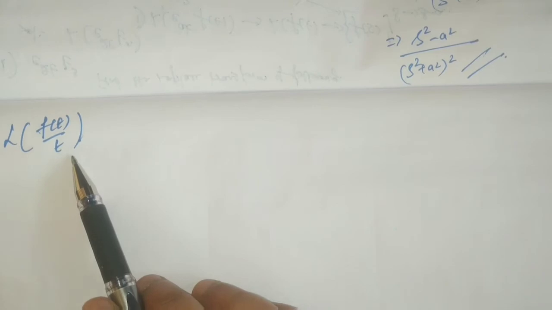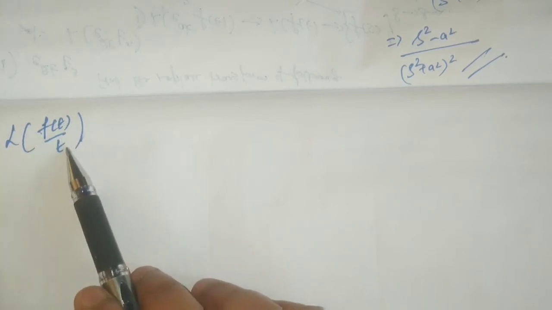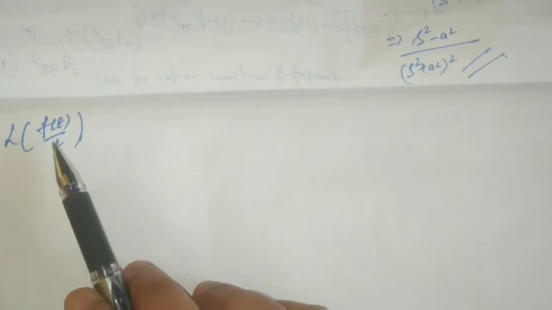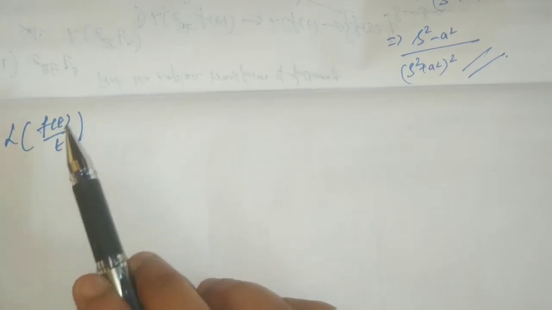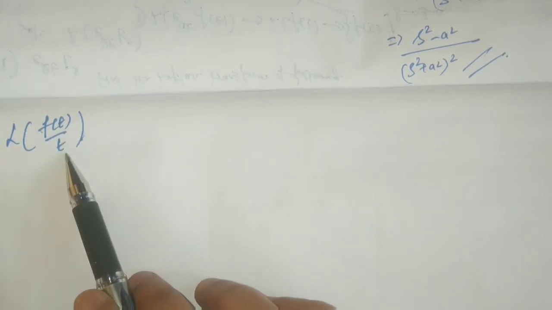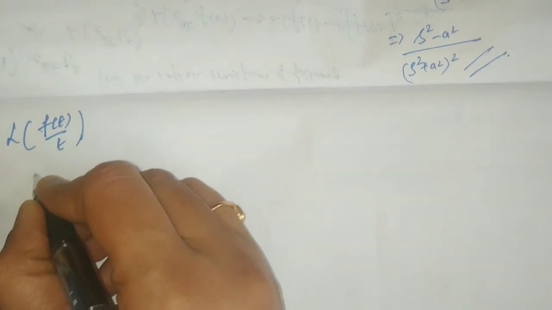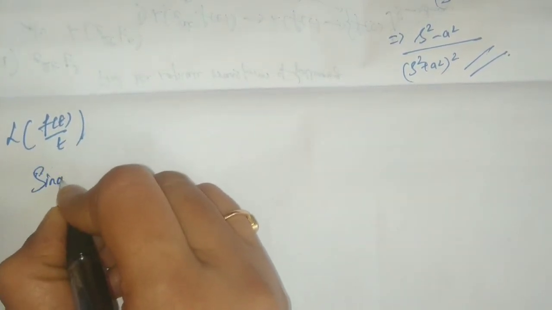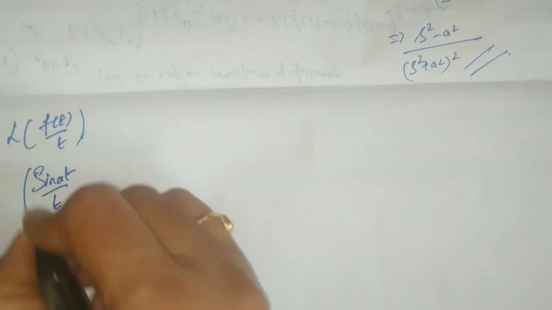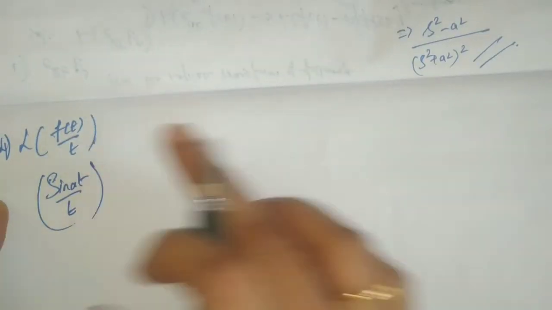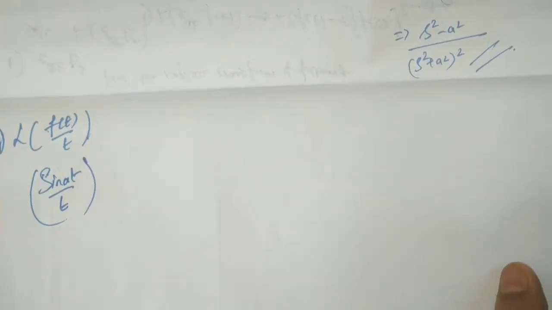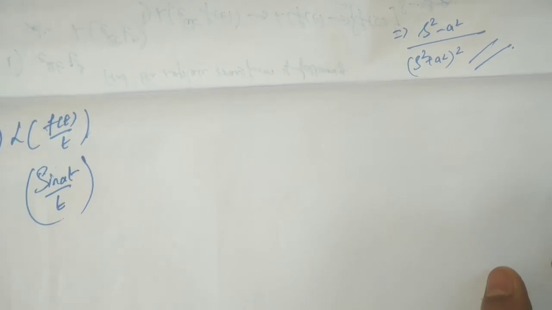So now let us consider a problem of the type f of t by t. Whenever you have t in the denominator, remember it is function by t. So let me take one problem, sine at by t. You can compare with our formula. It is f of t by t.